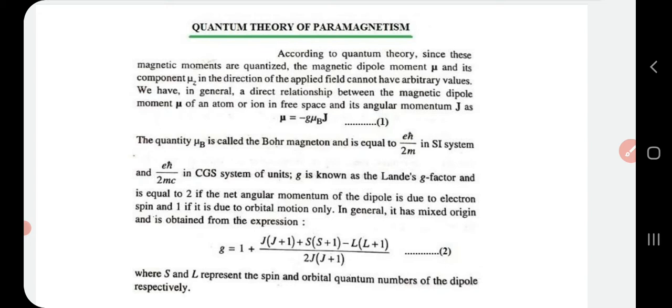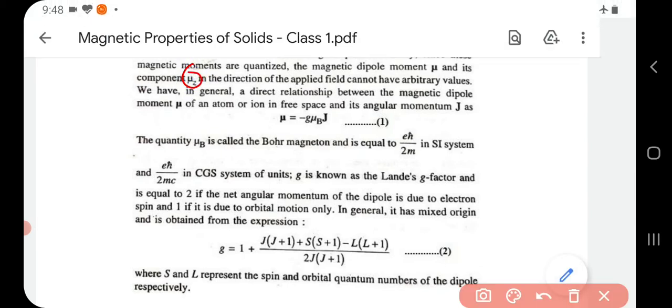The magnetic dipole moment, mu, and its component in the direction of the applied field, mu z, cannot have arbitrary values. So generally we write a relationship between this magnetic dipole moment mu of the atom and its angular momentum, capital J, and that relation is given by equation 1. Mu is equal to minus g mu B J. Here mu B is nothing but the Bohr magneton, and it is given by e h cut by 2m.